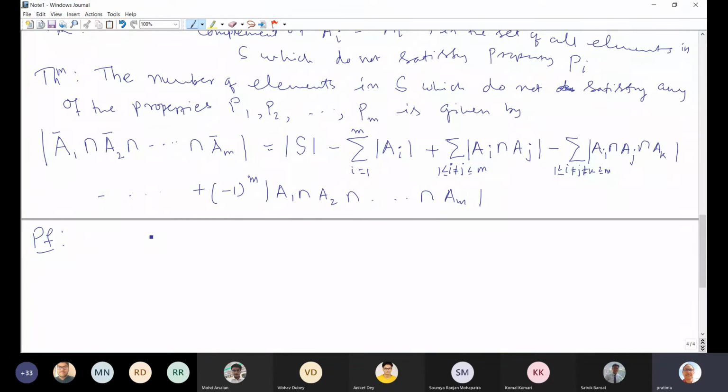We shall have a proof in this way. First of all, consider an arbitrary element X from the set S. What we shall prove is that if X does not satisfy any of the properties P1, P2 to Pm, then this element X will contribute 1 to the left hand side. Understand?